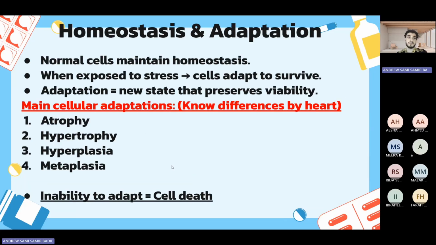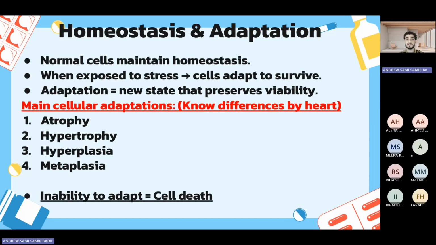Now to the more important stuff, starting with homeostasis and adaptation. You know from foundation what homeostasis means. It's the body's regulation. If anything goes above or below the normal range, the body tries to make it normal. This also applies to cells. When cells are exposed to stress, the cells adapt themselves to survive. They would either increase in size or number, or decrease in size or number.